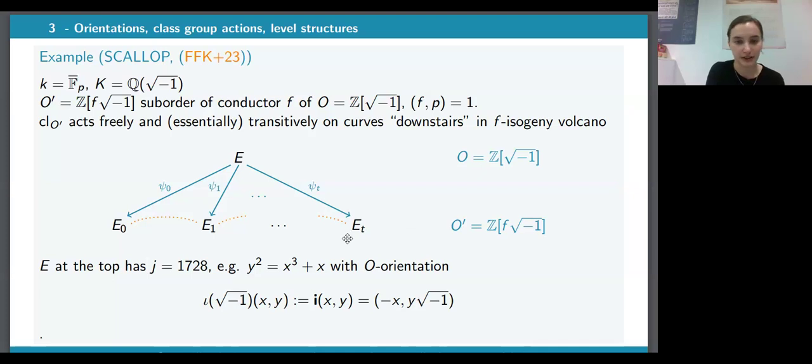So in SCALLOP, we have a diagram of this shape where the top curve is primitively oriented by Z[sqrt(-1)]. For example, y squared equals x cubed plus x. So we have the curve of j-invariant 1728. So for example, we take this one with the orientation given by sending sqrt(-1) into the endomorphism i, which sends a point of coordinates (x, y) to the point of coordinates (-x, y sqrt(-1)).